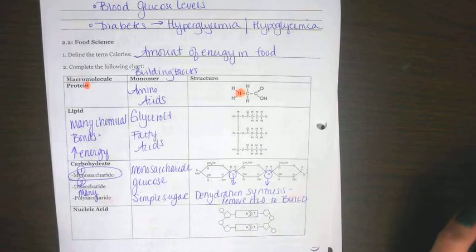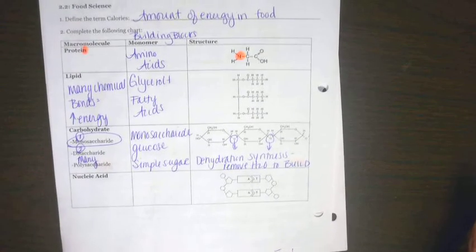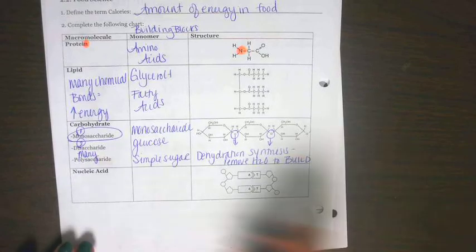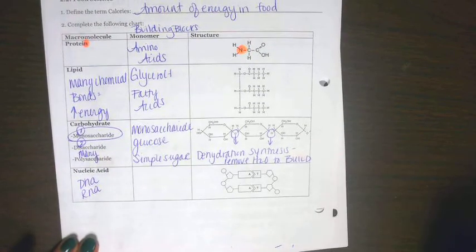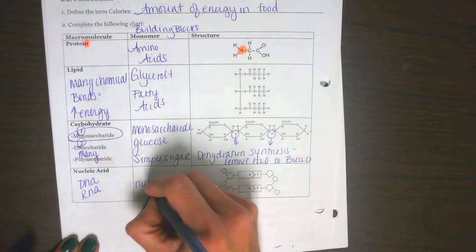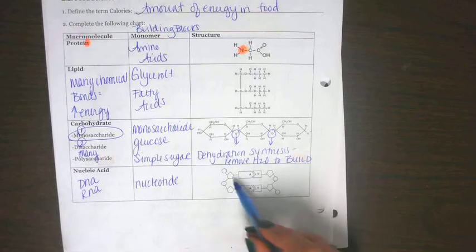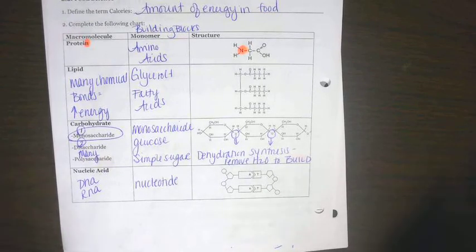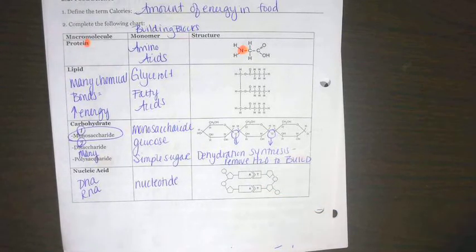So just to differentiate between those two, dehydration synthesis is to remove water to build. Right? It's going to be something that we're making larger. That's how we make our polymers or macromolecules. Hydrolysis is going to be when you add water in order to break down molecules.